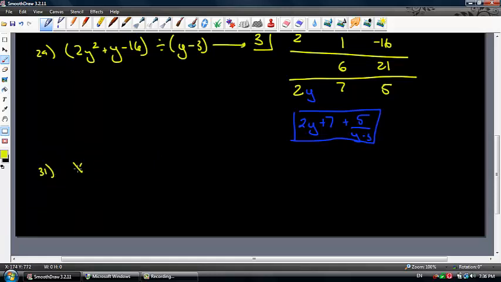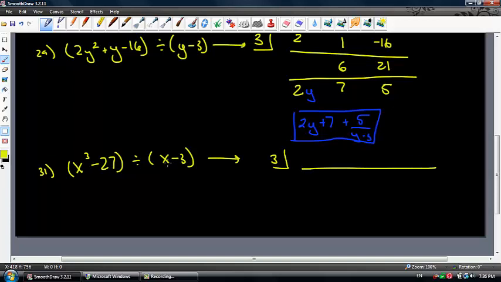31, x to the third minus 27 divided by x minus 3. Okay, here we go. Inside the box goes a 3. Remember, opposite. So we have an x to the third term, which is 1. I have no x squared term, so that's 0. I have no x to the first term, which is 0. And then I have negative 27. So let me just recount, make sure. X to the third, x squared, x to the first, x to the nothing. Okay, I have all my terms correct.